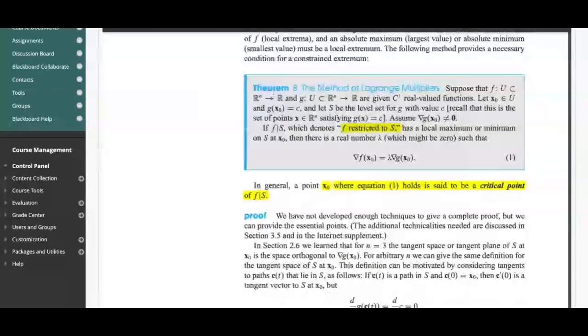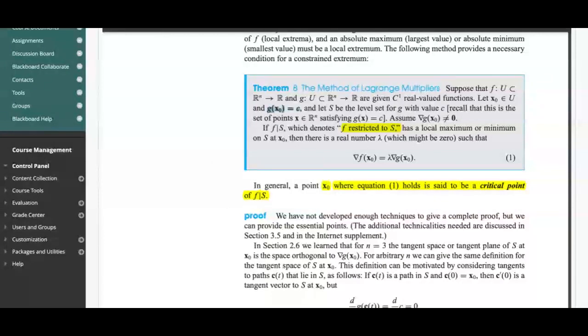Okay, theorem. The method of Lagrange multiplier. So f goes from n space to 1 space, a real valued function. g goes from n space to 1 space, a real valued function. So you see, those two objects have to live in the same domain and the same codomain. They are at least first-level differentiable, and let x naught be an n space vector, so g of x naught equals c.